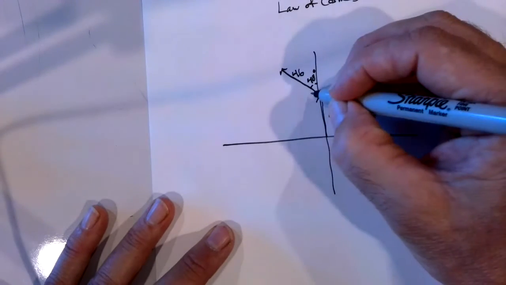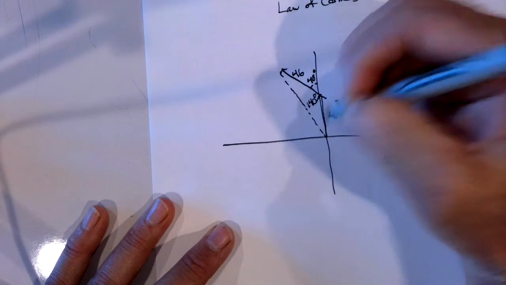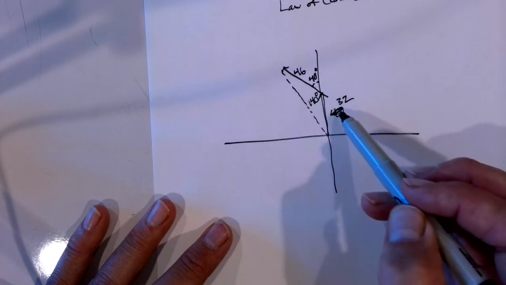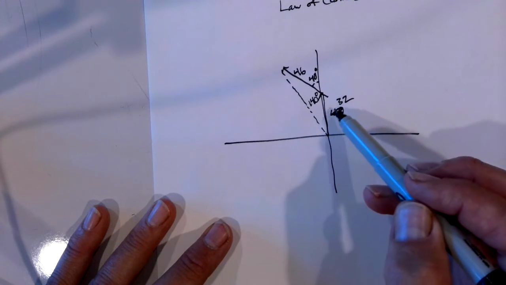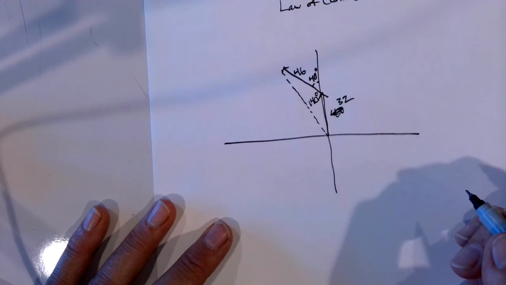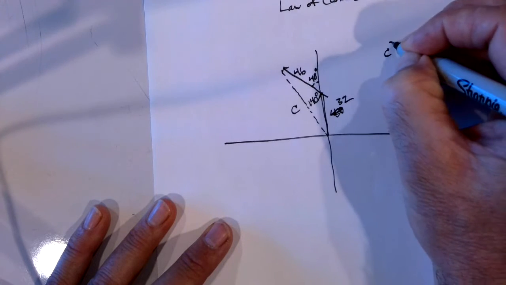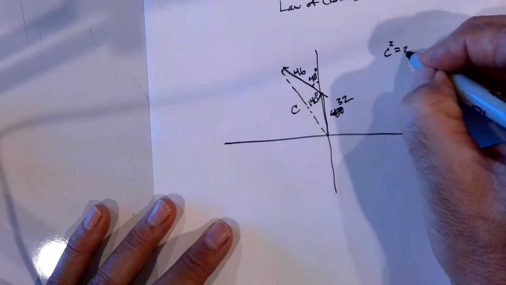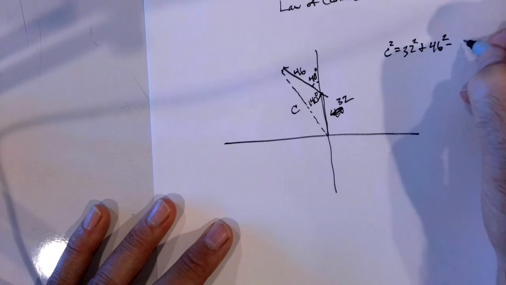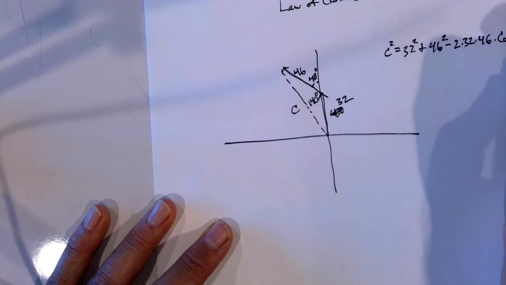Well, if that's 40, this is 140 degrees. You see the triangle I've got right there. I've got an angle, a side, a side, an angle, and a side. When you have a side and angle of a side in that situation, you could set up the law of cosines. Namely, if I call that C right there, you would have C squared is equal to 32 squared plus 46 squared minus 2 times 32 times 46 times a cosine of 140.